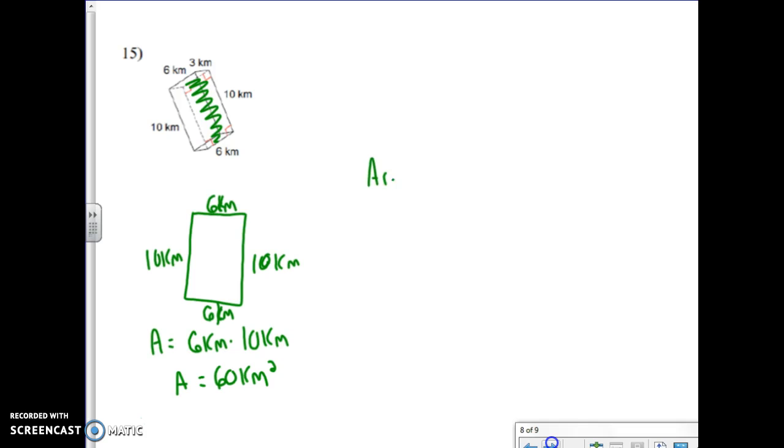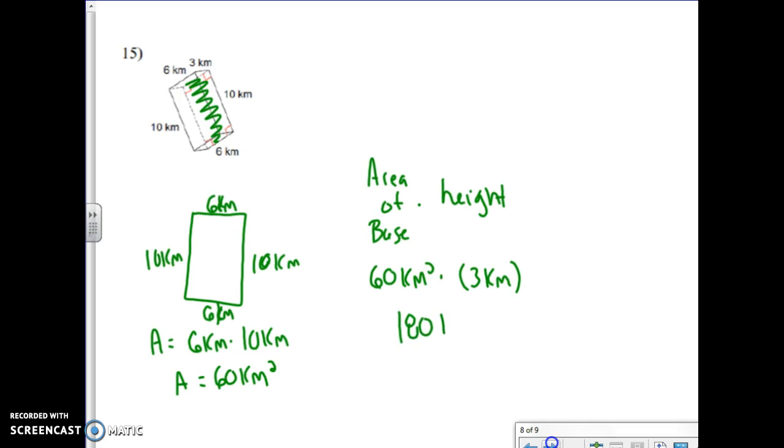So it's the area of base times the height. So the area of the base we said was 60 kilometers squared. And then I'm multiplying it by what's pushing it away, which is 3 kilometers. So when I multiply both those together, I get 180 kilometers cubed to be my volume. And then just one more.